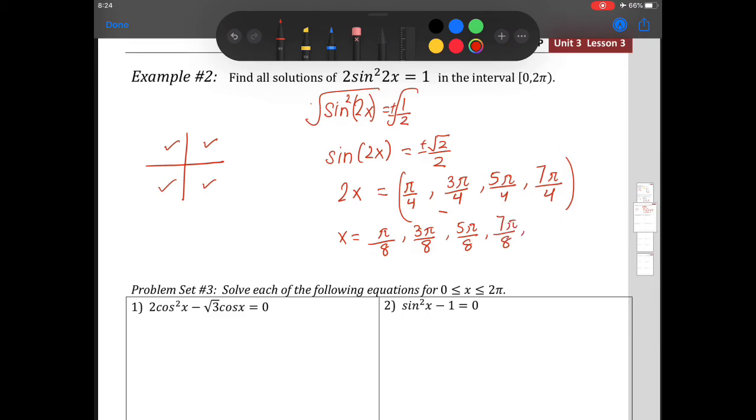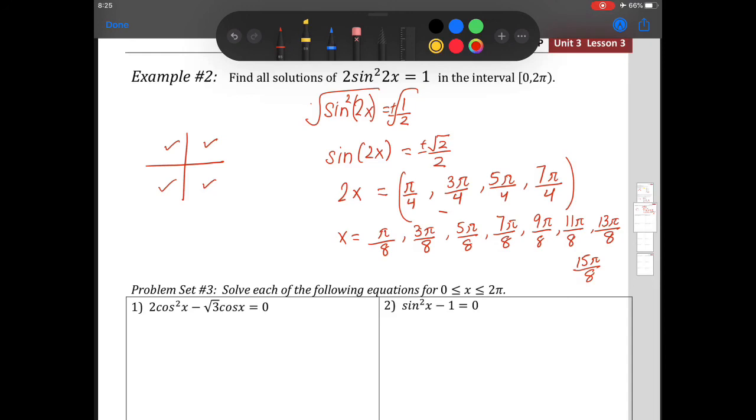Okay, now I'm going to write this. Just bear with me and I'll explain where these angles are coming from. 9 pi over 8, 11 pi over 8, 13 pi over 8, and 15 pi over 8. Okay, I can't go further. Why am I stopping? Because 16 pi over 8 is 2 pi, and 17 pi over 8 would be a larger number than 2 pi, because my interval is only less than 2 pi.